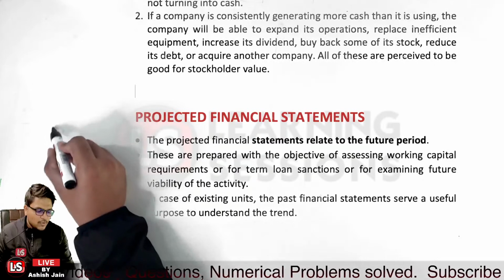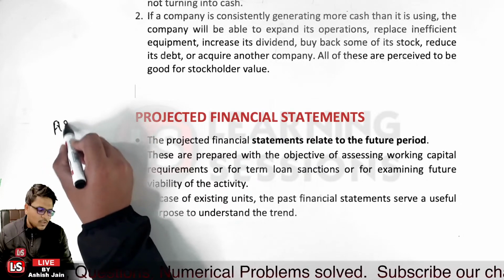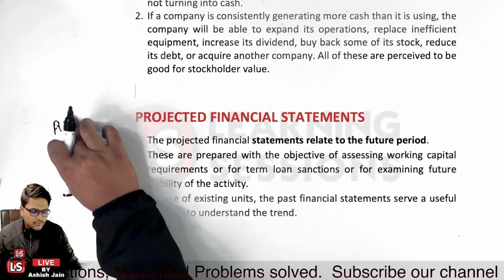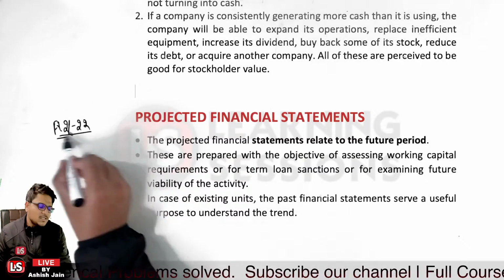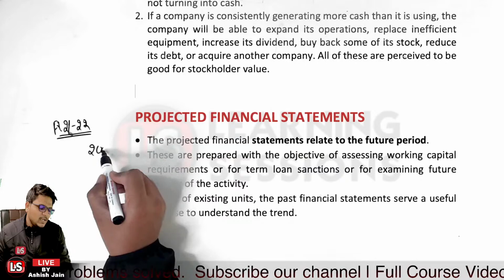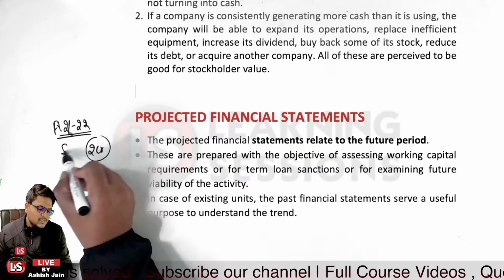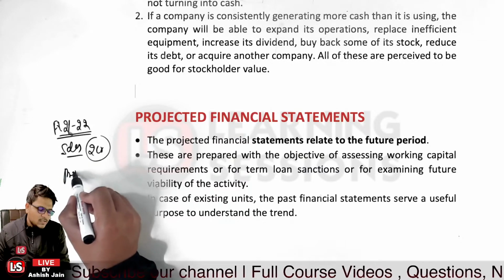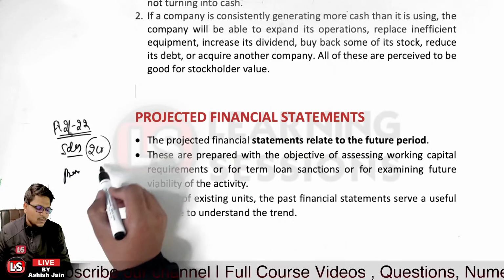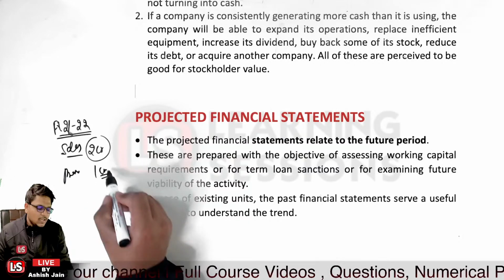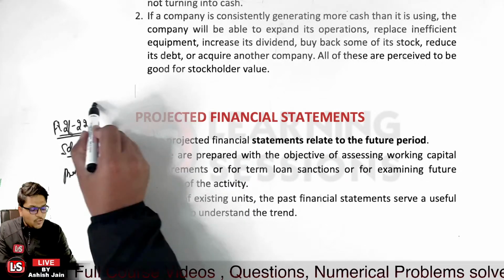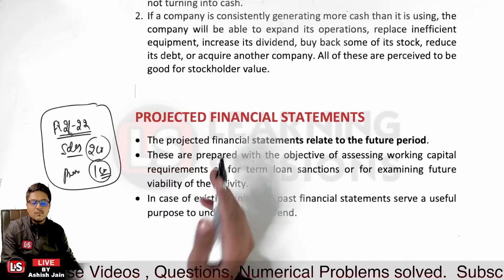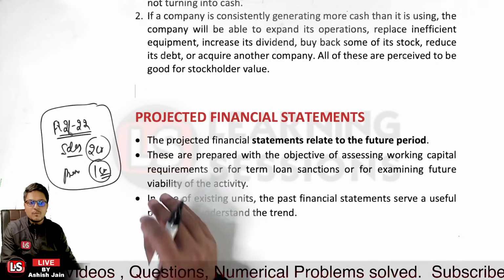So if I say for the financial year 21-22, my projections are, my sales would be 2 crore rupees, my profits would be 1 crore. Okay, those are my projections for financial year 21-22. That is basically related to the projected annual financial statements. That is related to the projected financial statements over there.